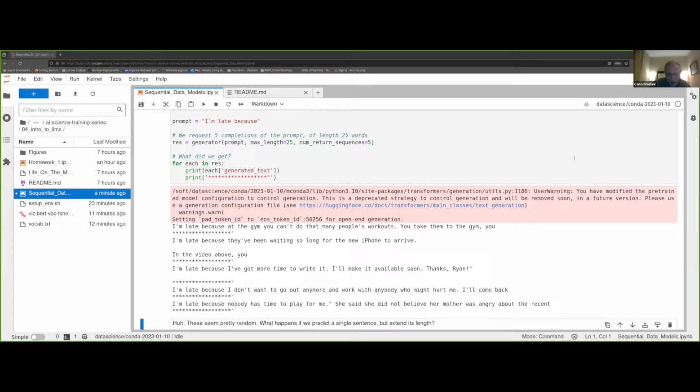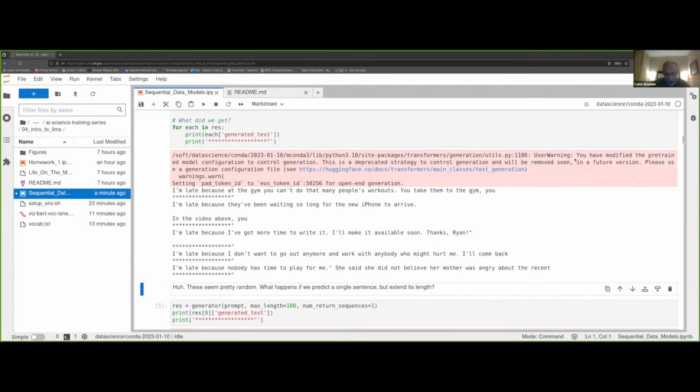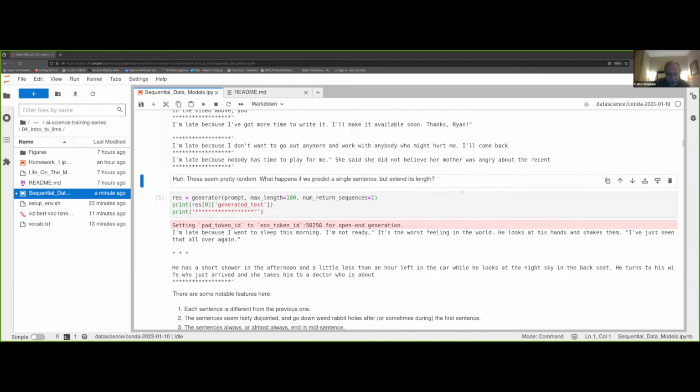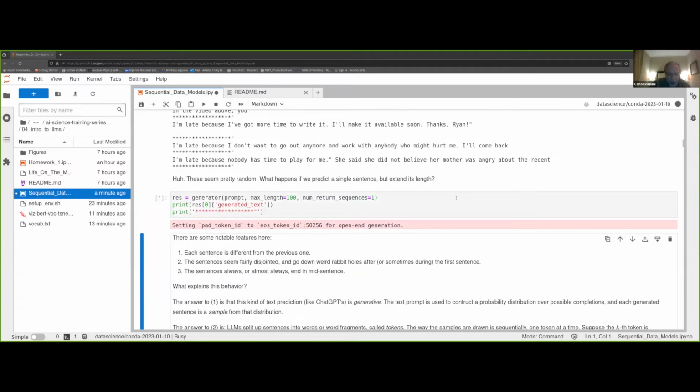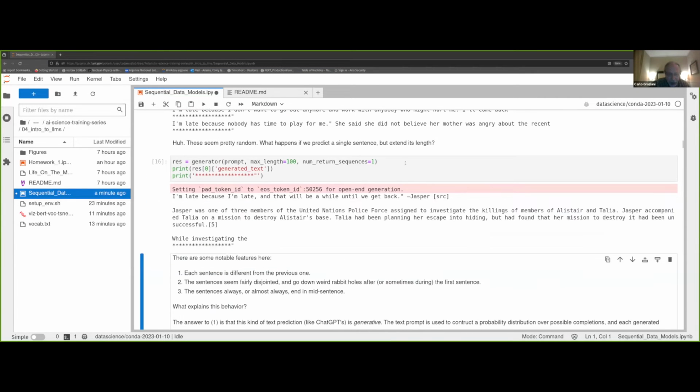They seem pretty random. So let's see what happens if instead of doing five of them, we do just one, but maybe extend the length and see whether the craziness continues. If you would do the honors, please, Corey. Okay, this one is really weird. And these are going to be different every time we do it. So this one says, "I'm late because I'm late, and that will be a while until we get back.